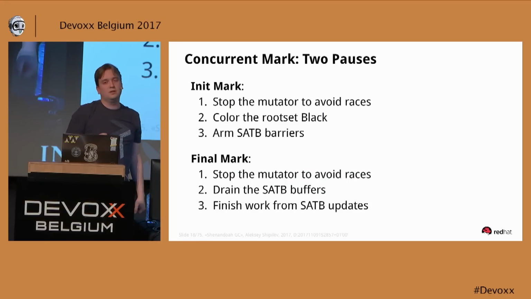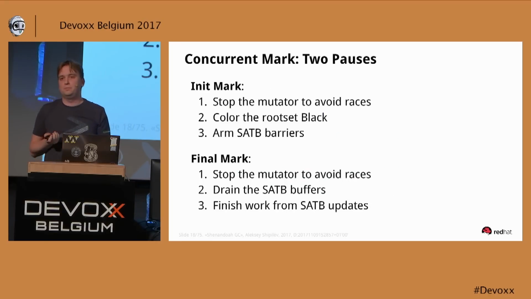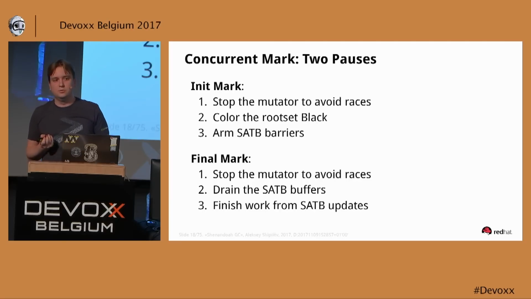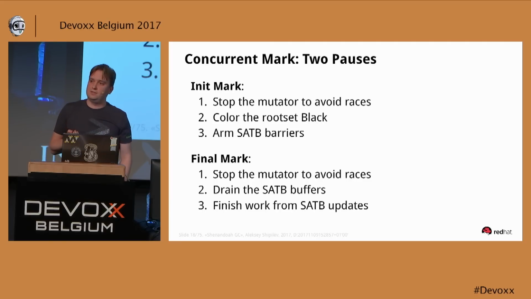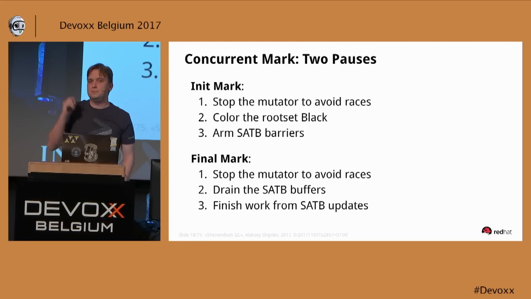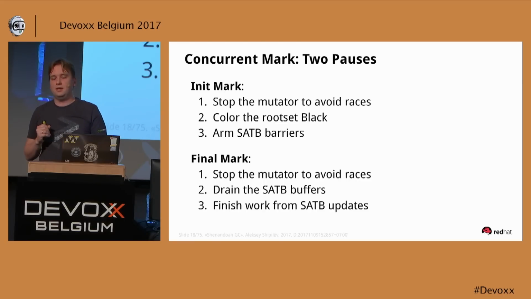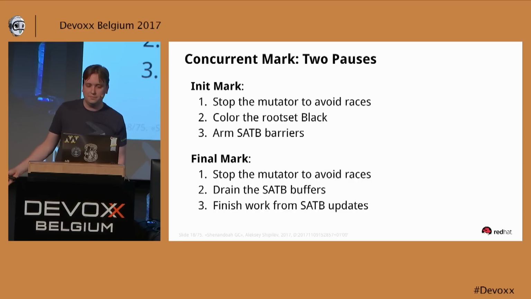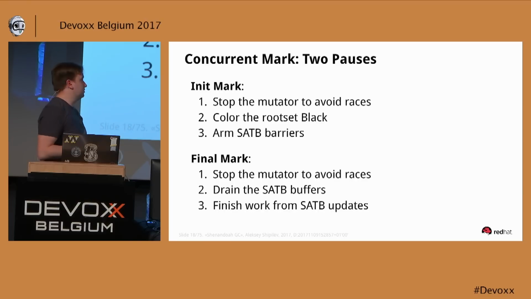And from this logic, you understand why there are two pauses in concurrent mark. First of all, those pauses are needed to resolve the races against the mutator. It would be very sad to arm the SATB barriers and then realize that the application had already passed through that barrier and did the destructive write. Also, you want to probably color the root set black, but this is not a requirement. You have to arm the SATB barriers.